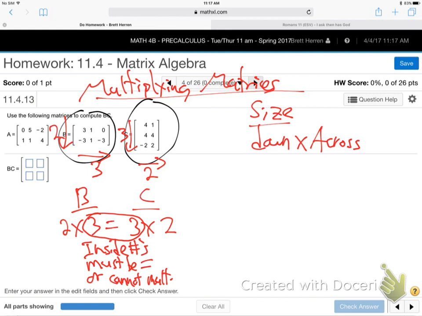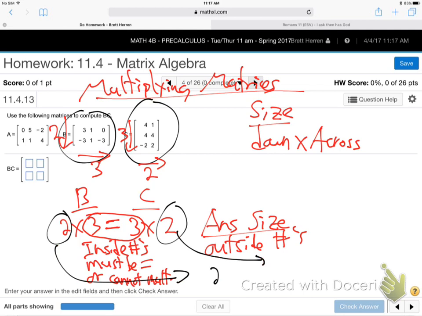This one's a green light. You can do it. But if those inside numbers are not equal, you cannot multiply those matrices. So it's not that they have to be fully the same size. They don't. But the inside numbers must be the same size. Okay, so that's important. Now, the answer size will be the outside numbers. So in this case, that's the 2 and the 2. The answer matrix is going to be a 2 by 2. That's why they're setting up BC as a 2 by 2 for us. See how they're doing that? They're saying the size is going to be a 2 by 2 because those are the outside numbers.